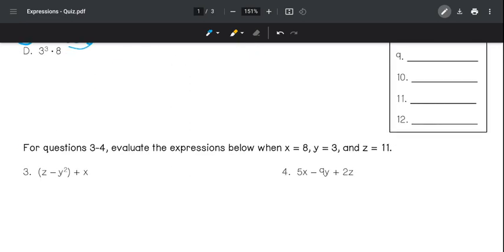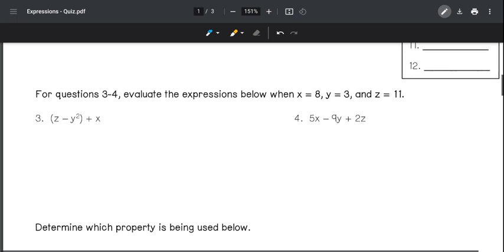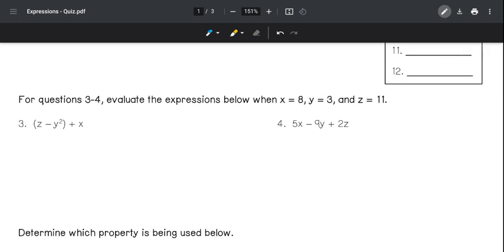For questions 3 and 4, evaluate the expressions below when x equals 8, y equals 3, and z equals 11. So I'm literally just going to replace all of those letters with our numbers, create my own PEMDAS problem, and then we'll solve them. Okay, so parentheses, z was 11 minus y is 3 squared, parentheses, plus 8.